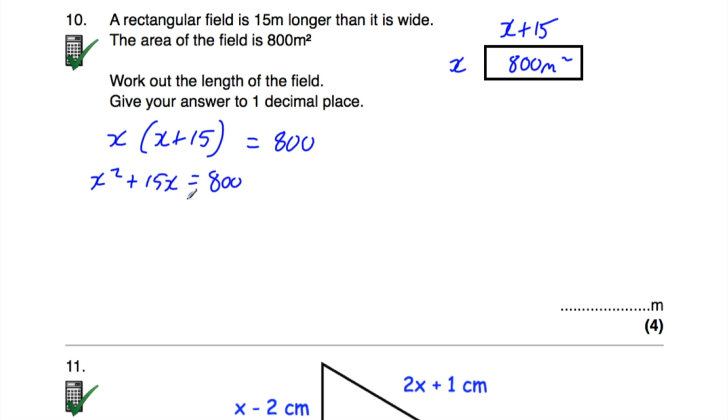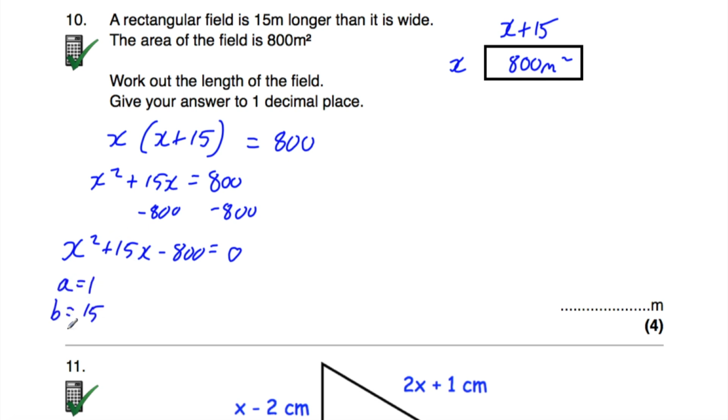Now we want this to equal 0, so let's take 800 away from both sides of our equation. So take away 800 and take away 800. On our left hand side, we'll have x squared plus 15x minus 800, and that's equal to 0. So now we've got an equation, we just need to solve it. So we know a is equal to 1, b is equal to 15, and c is equal to minus 800. So let's substitute those values into the quadratic formula.